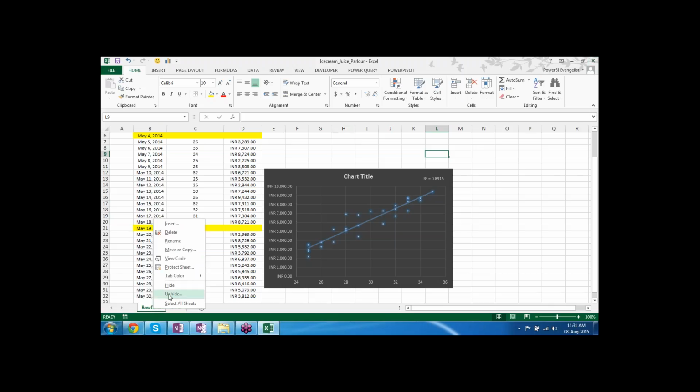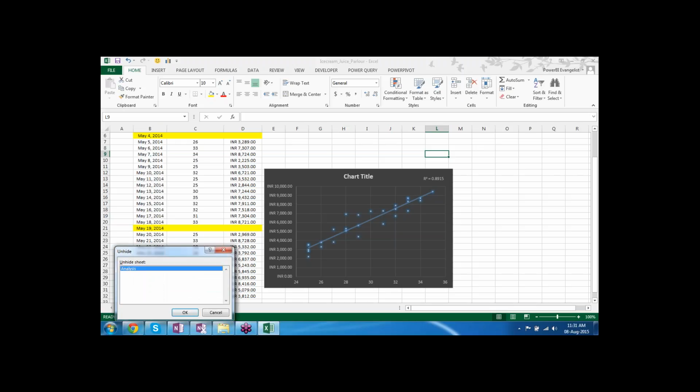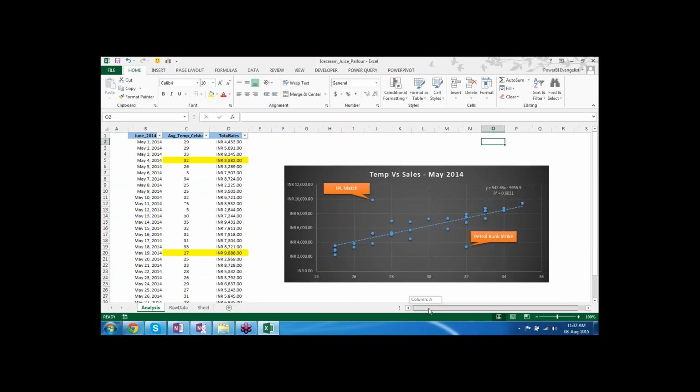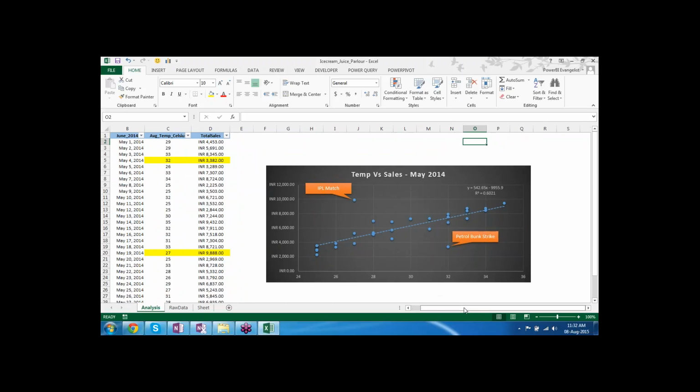There is a sheet that we have hidden. If you simply unhide that sheet, you will see this is how the analysis is done. For the first place, we will not delete the data points. We will show that these two data points have, just a moment, please.